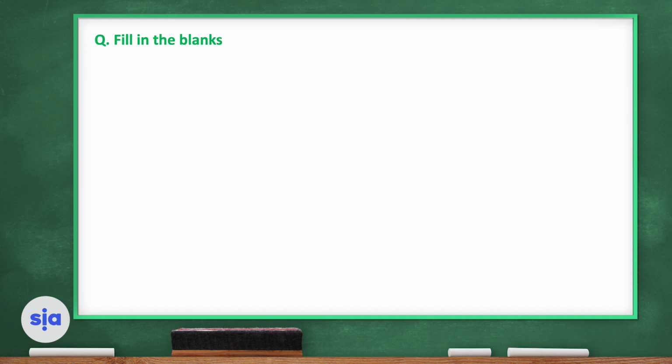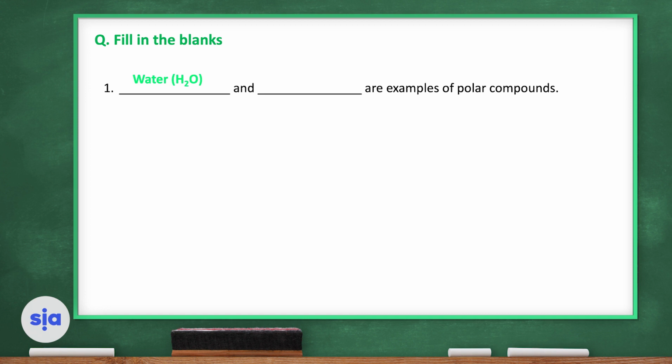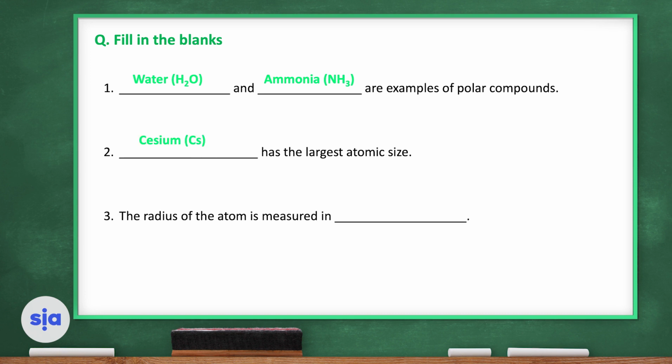Time for questions. Fill in the blanks. What and what are examples of polar compounds? Yes, I stated 2 examples for polar compounds here in this episode. One of them is water and the other is ammonia. Number 2, which element has the largest atomic size in the periodic table? Can you remember? It's cesium. The radius of the atom is measured in, of course, this is the atomic size. It's measured in picometer.